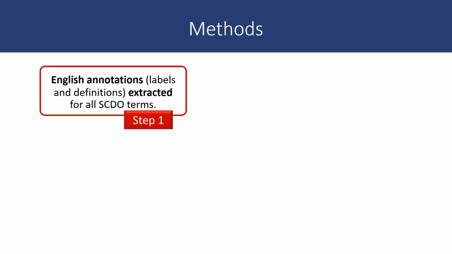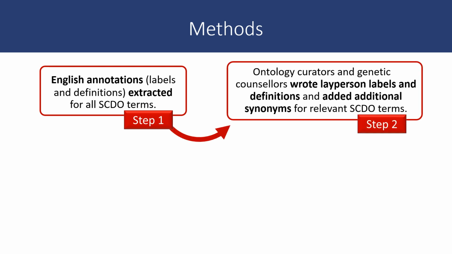Our first step was to extract English annotations, focusing on labels and definitions for all SCDO terms from the SCDO OWL file and to put those into an Excel format, which was then used by ontology curators and genetic counselors to write layperson labels and definitions and add additional synonyms for relevant SCDO terms. Once we had those, we needed to include them in the SCDO OWL file, and we were hoping to use an existing method to do this.